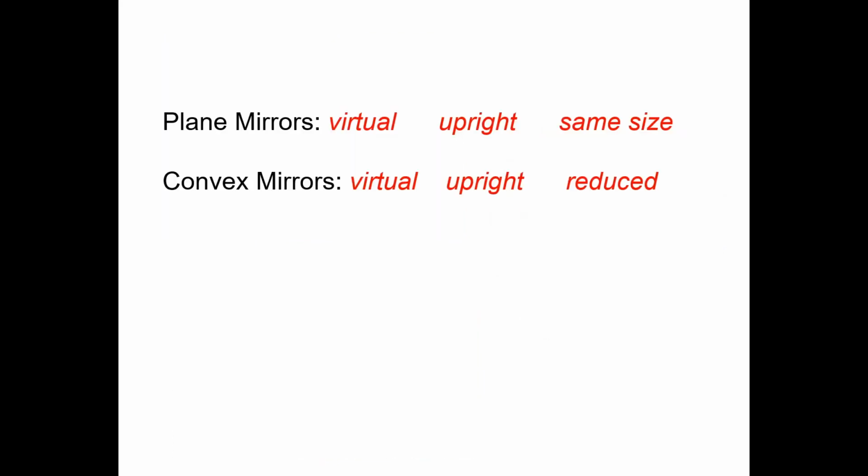So we can summarize the images of convex mirrors. They're always virtual too. They're not capable of forming real images, just like the plane mirrors. That's why in the demo when I showed you a real image, I used a concave mirror, because neither of these, plane mirrors nor convex, are capable of making real images. The images are always upright, just like the plane mirror. But unlike the plane mirror, the images are always reduced in size.